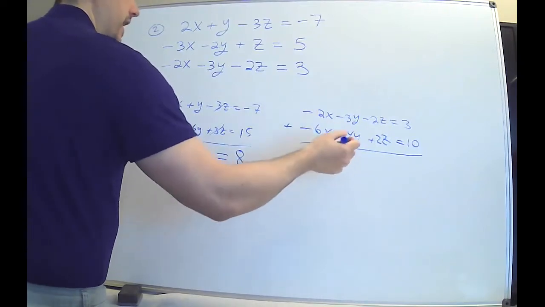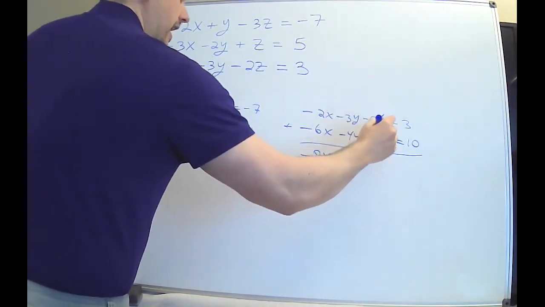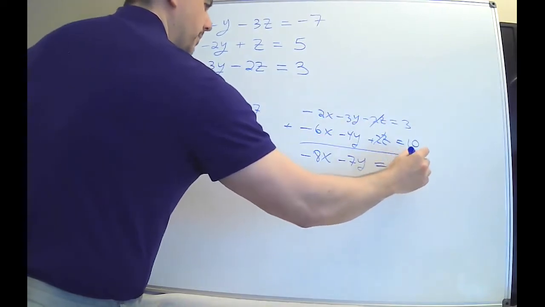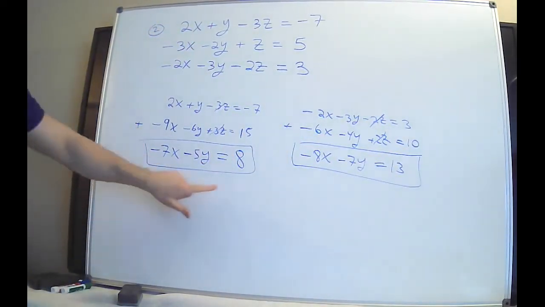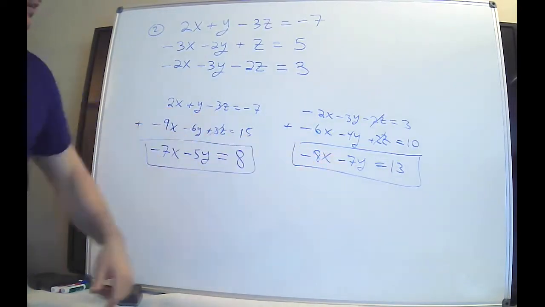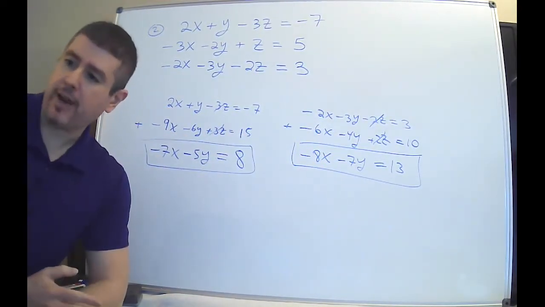-6 and -2 is -8. -3 and -4 is -7. Those cross out, equal sign gets bigger, and you get a 13. Now I want you to look at the two equations I got. X is 7, 8, 5, 7. It just doesn't come out nice.